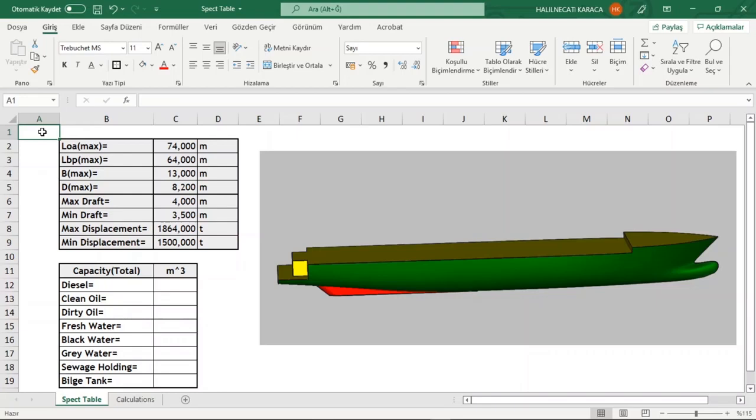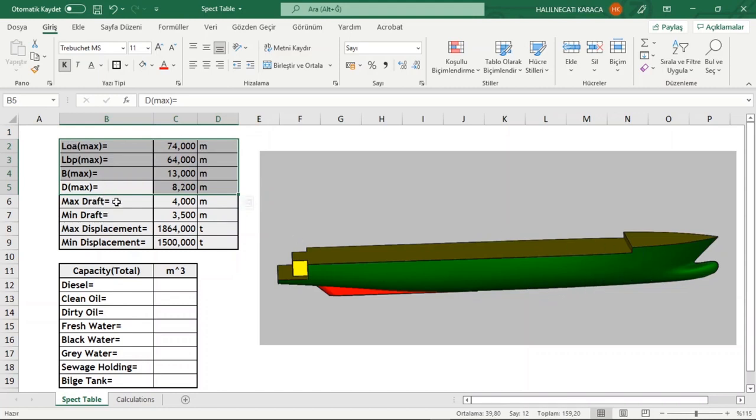In the previous lessons, we talked about what a spec table is. The spec table was the minimum requirements given by the owner during the preliminary design phase. I have now tabled these minimum requirements. The LOA of the boat, its maximum length. I added the distance between LBP, FPIC and 4PIC, its maximum width and max depth here. These were the main dimensions that we determined since we started designing this boat.